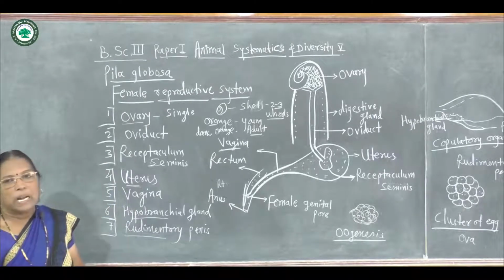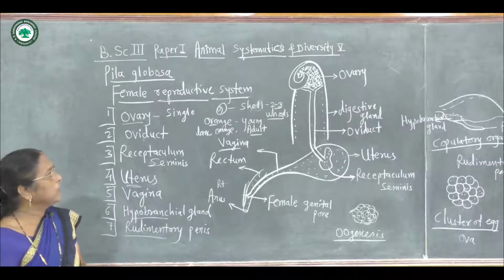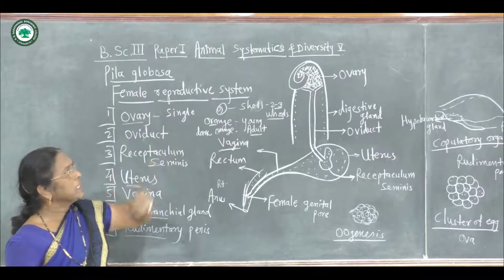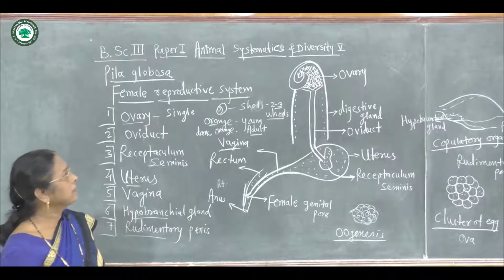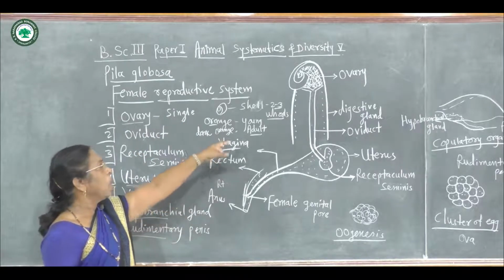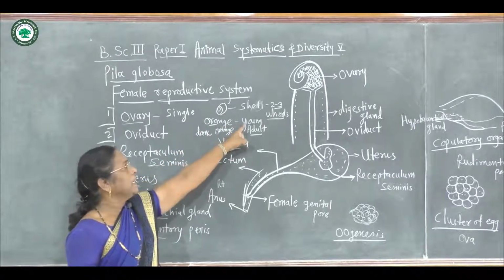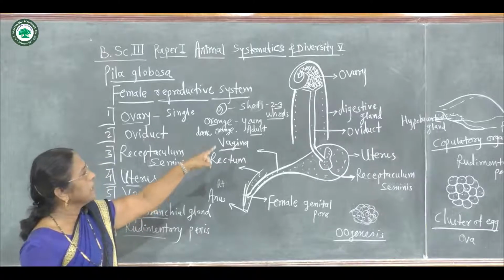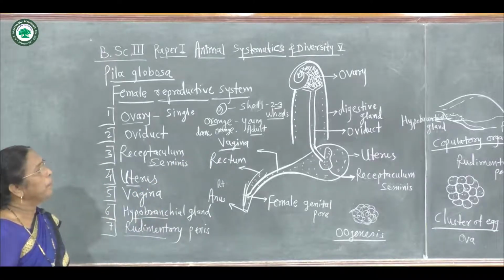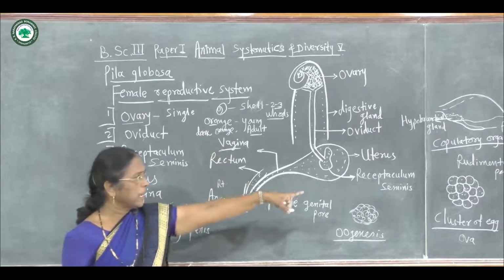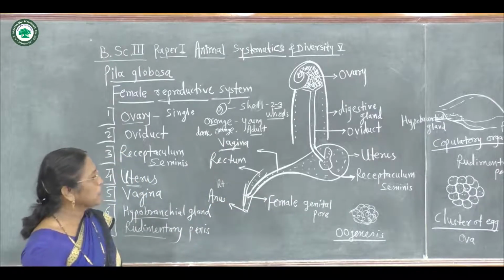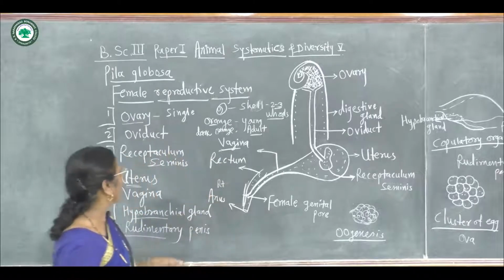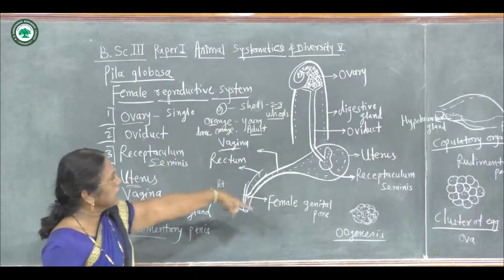Once again, I would like to tell you that there is a single ovary, which is triangular, flat, whitish or orange in color in young individuals, and darker orange in adult individuals. The main function of the ovary is to produce the egg or ova, and the process of formation of egg or ova is called oogenesis. The oviduct is a single duct.